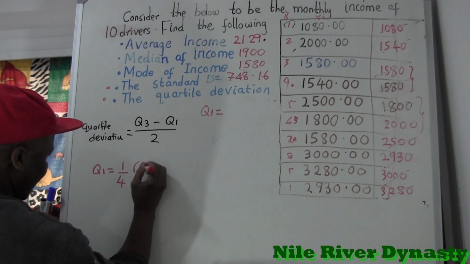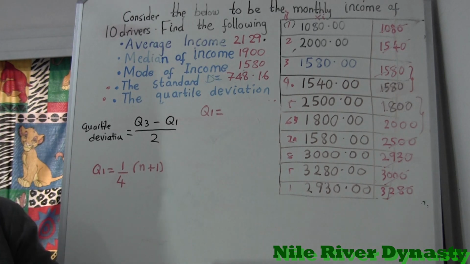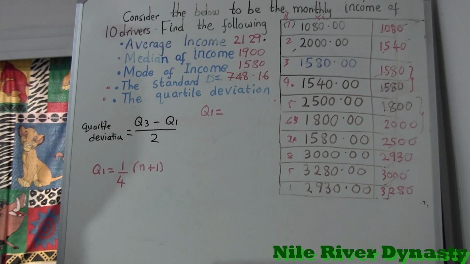You know what I'm saying? They say n plus 1, 1 over 4 of n plus 1. That's how we get the quartile 1. Okay, now let's see 1.